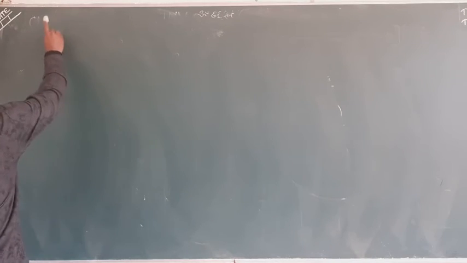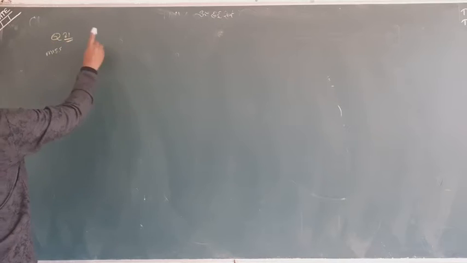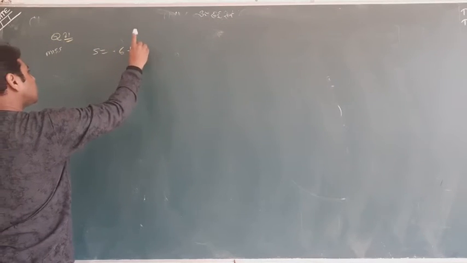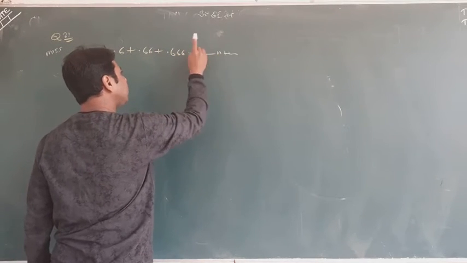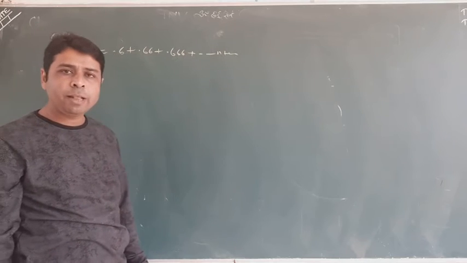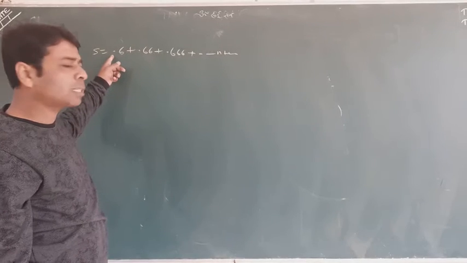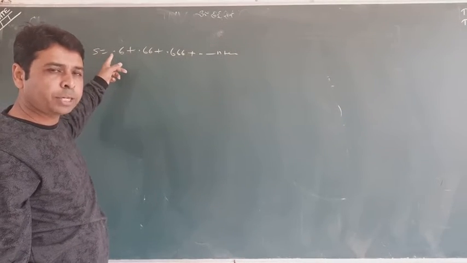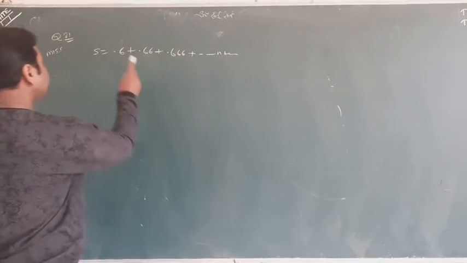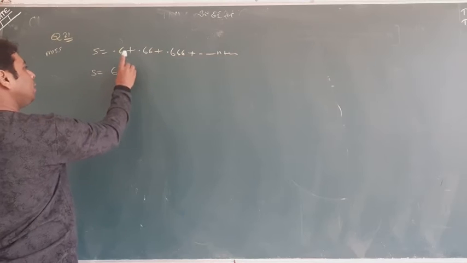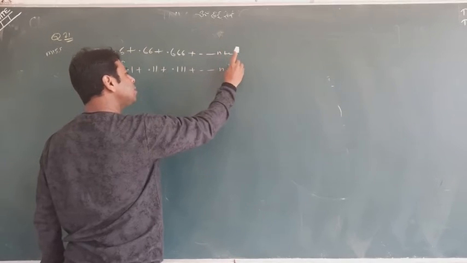Question number 21 in the miscellaneous exercise: the sum of 6, 66, and so on, till n terms. We want to find the sum of this sequence with decimals. It looks very much the same as what I have just done, but it contains the decimal sign: 0.6, 0.66, 0.666, and so on till n terms. So how can we do it? Look at it, very same method. Take out 6 common: 0.1, 0.11, 0.111, till n terms.